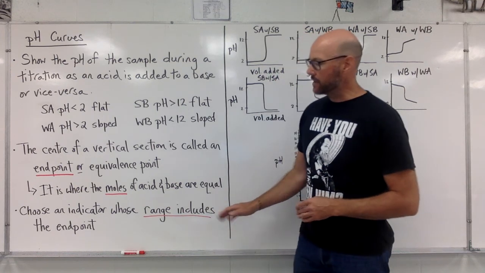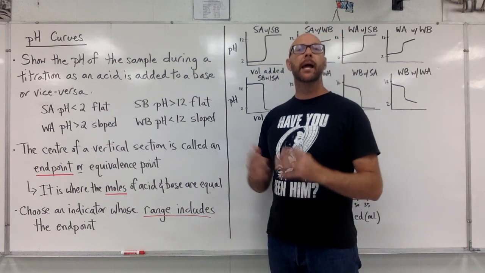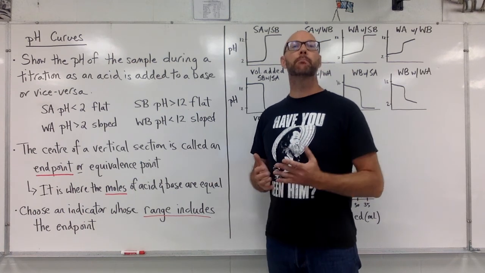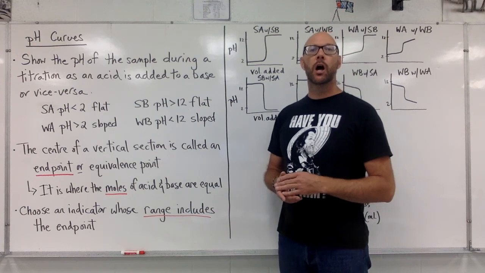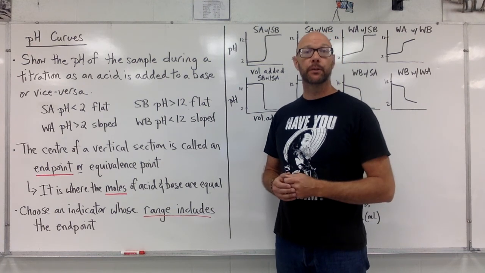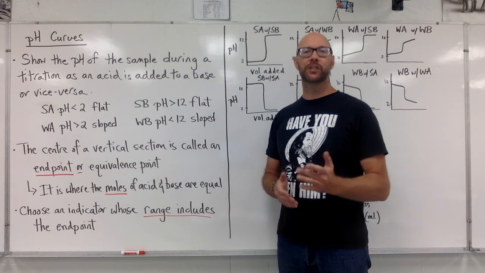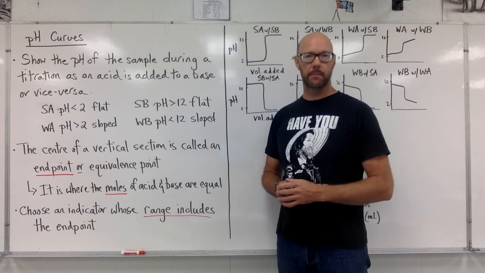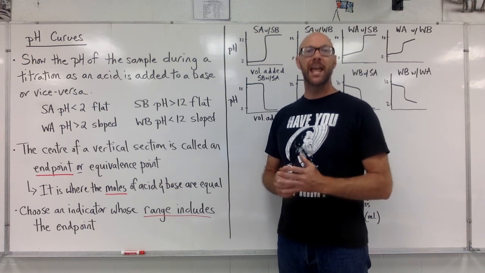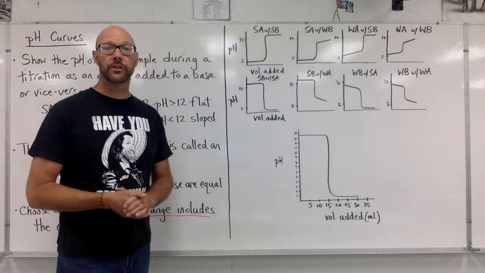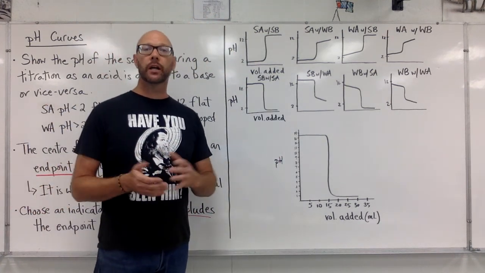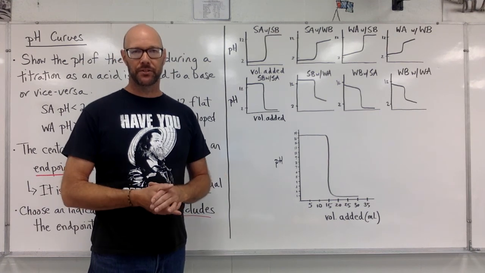Sometimes we might even be asked to choose an indicator. Hey, here's a pH curve. What would be an appropriate indicator to use? We want to choose an indicator whose range from the table in the data booklet includes the endpoint. We'll see that in a minute. In the end, there's actually 8 possible scenarios for us, different combinations of strong and weak acids and bases.